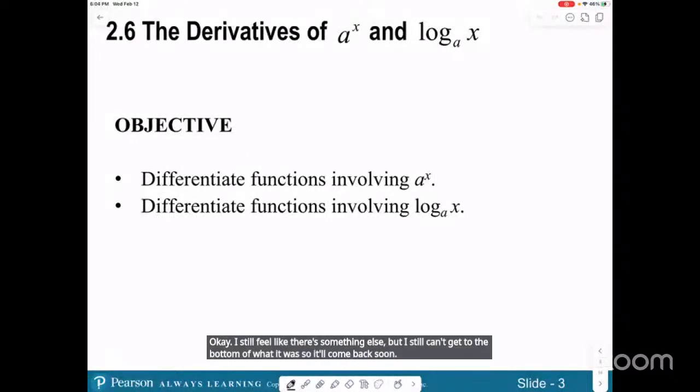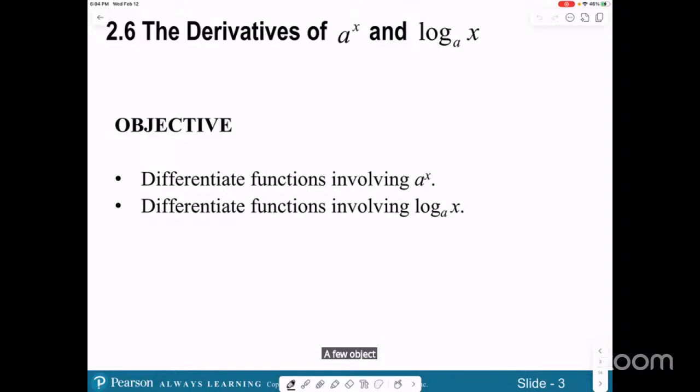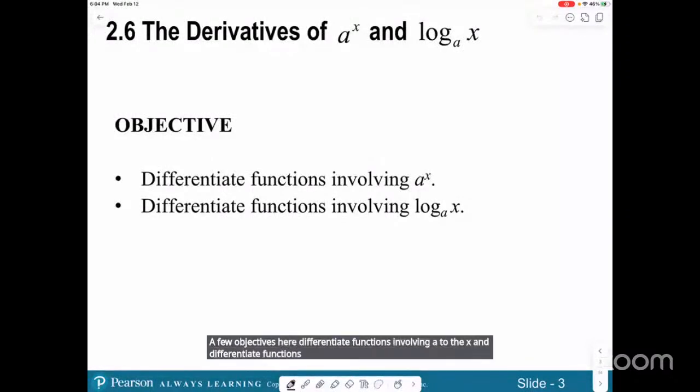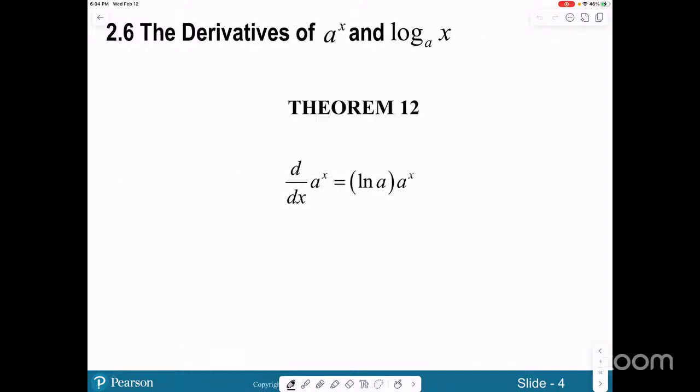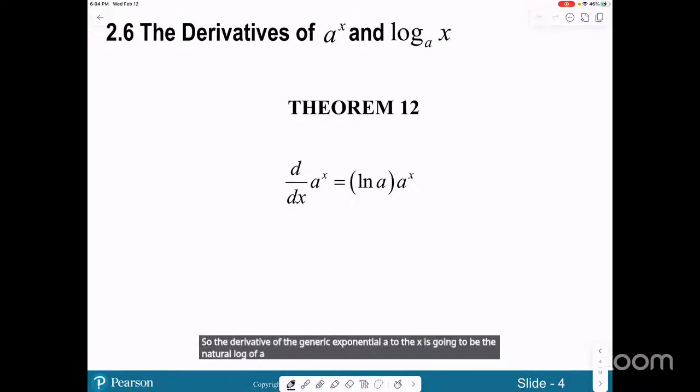So a few objectives here: differentiate functions involving a to the x, and differentiate functions involving log base a of x. So like a generic exponential and the generic common log base a. Again, to reiterate, natural log, which we studied before, is log base e. Okay. So the derivative of the generic exponential a to the x is going to be the natural log of a times a to the x.